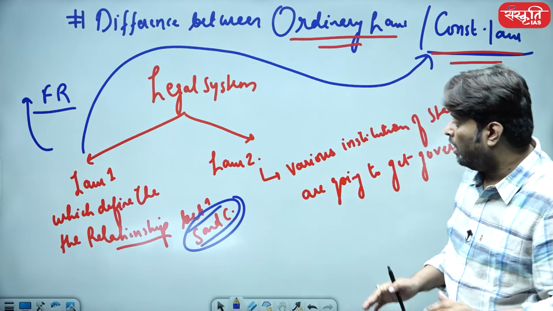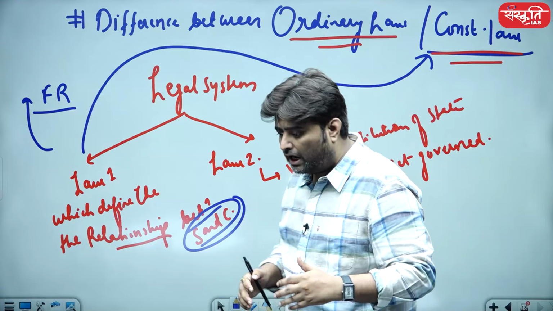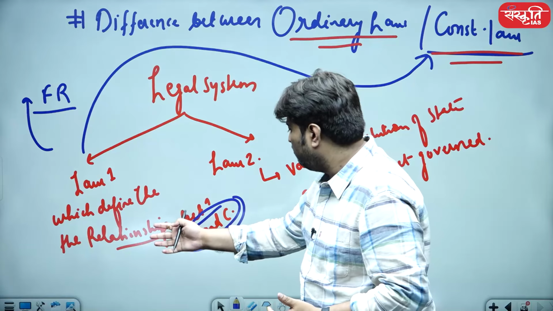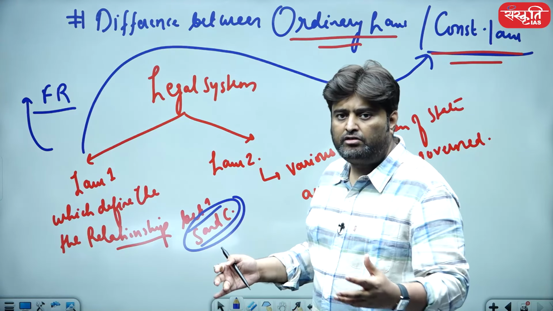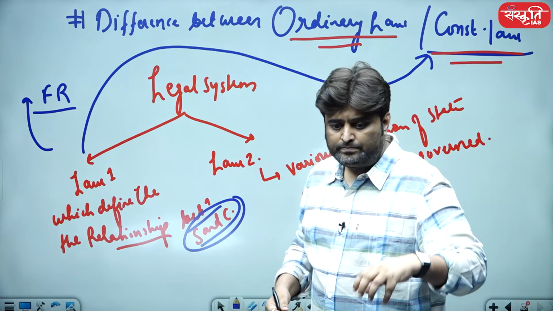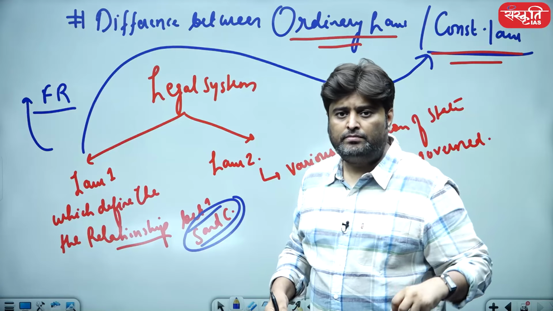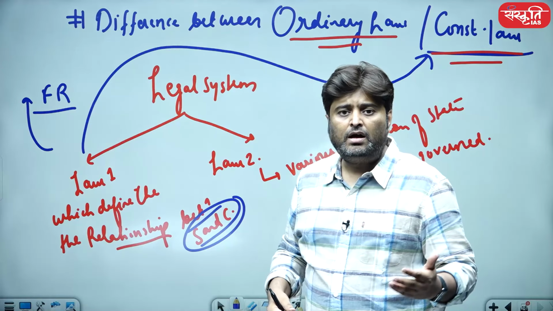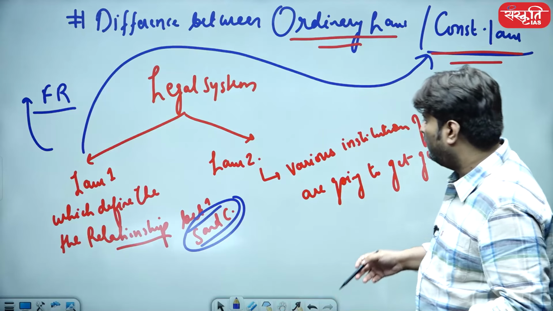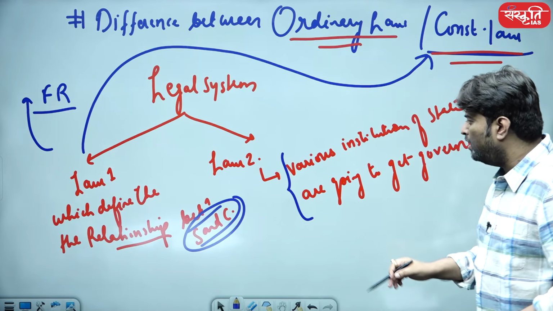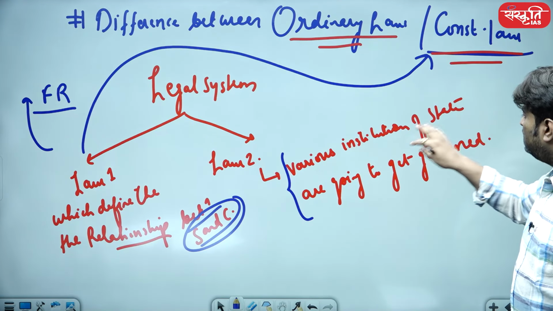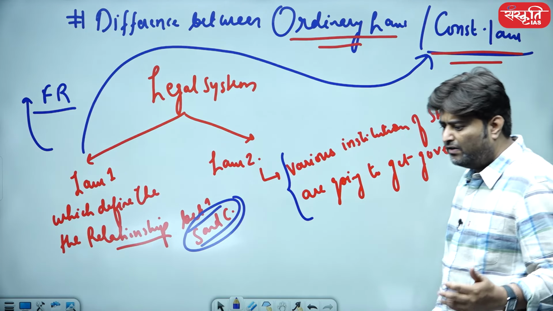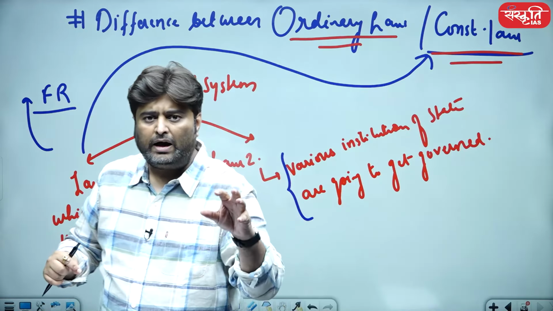So constitutional law are those laws which actually describe in detail the relationship between state and citizen, or the relationship between government and citizen. Whereas how the government will function on its own, what are going to be the different institutions of government and how they will function on their own, we need to have a proper ordinary law. So what is ordinary law? Ordinary law is primarily related to various institutions of the state, how they are going to get governed.